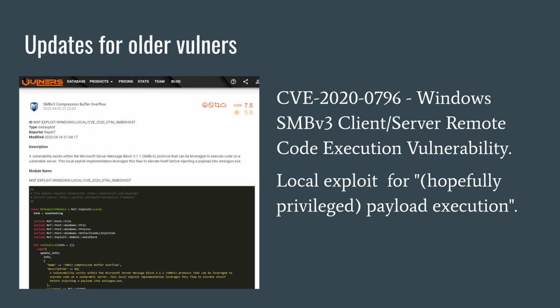What about the interesting vulnerabilities from February and March? Windows SMB version 3 client-server remote code execution vulnerability. New exploit is now available for this vulnerability. It is even in Metasploit, but it's not the one you have probably waited for. It does not attack remote hosts. It's a local exploit for, quote, hopefully privileged payload execution.